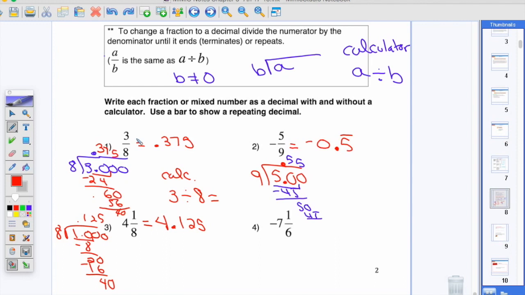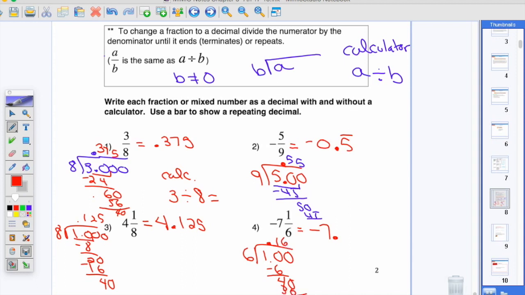In number 4, it's a mixed number that has a negative in front of it. Negative 7 1/6. We're going to change the 1/6 to a decimal. We can bring the negative 7 out in front of your decimal and convert the 1/6 into a decimal. So 6 goes into 10 one time.